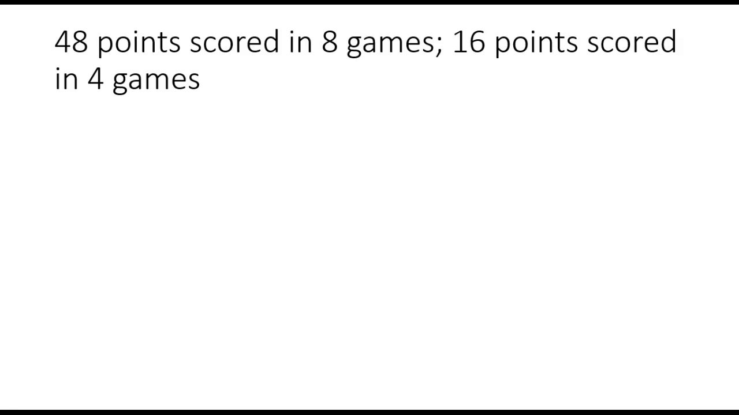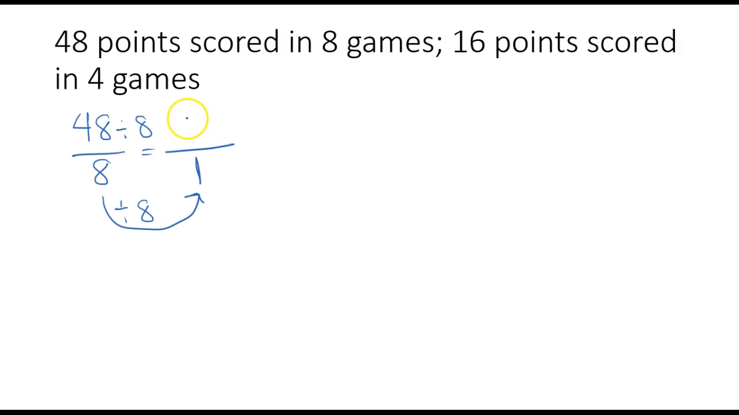Let's check it out. So I'm going to say 48 in 8 games. And again, it's that lovely 1, going from there to there because this is what I have. So dividing by 8, 48 divided by 8 is 6. Okay, and then we're going to compare that to 16 and 4. So 16 points, 4 games over per 1, dividing by 4, dividing by 4.